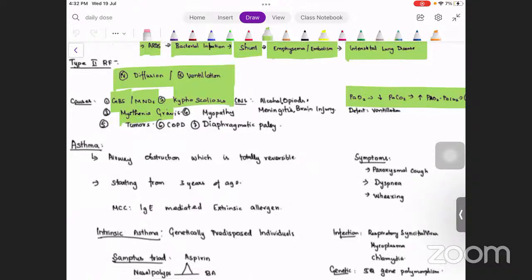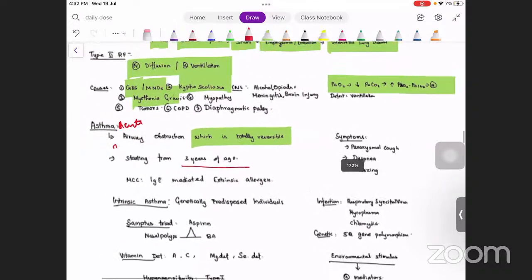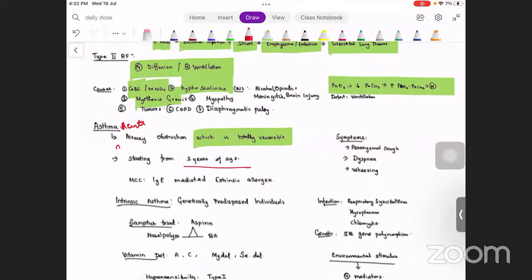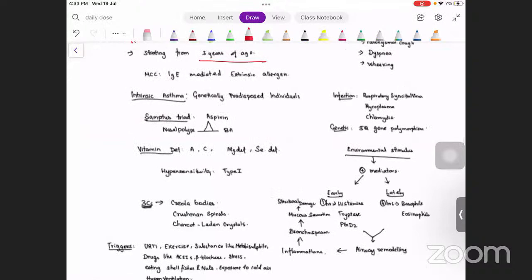Asthma: acute airway obstruction, which is totally reversible, starting from 3 years of age, where you see the 3 C's: Curschmann spirals, Charcot-Leyden crystals, and Creola bodies. What are the 3 C's of asthma we studied in pathology? Faster. Creola bodies, Curschmann spirals, and Charcot-Leyden crystals. We studied that. Yes or no?